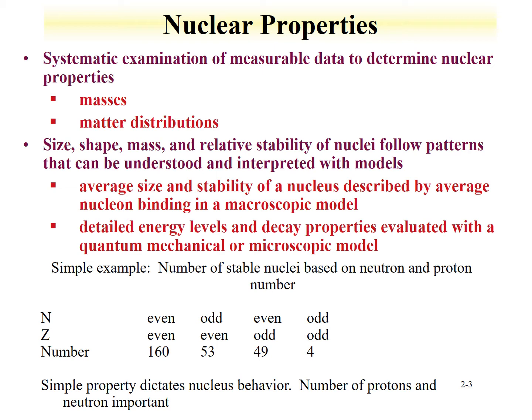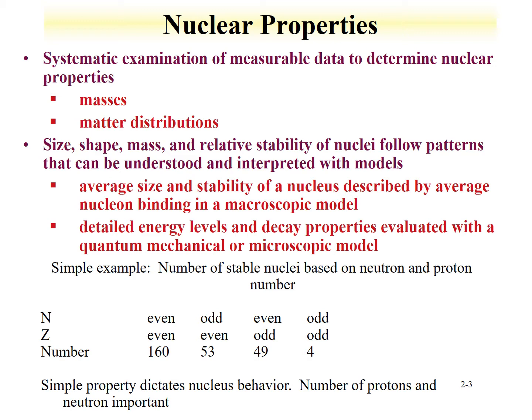So an average size and stability of a nucleus can be described by an average nucleon binding in a macroscopic model. So there'll be a macroscopic model. The first models we'll talk about were very basic. We will talk about a liquid drop model. And then detailed energy levels and decay properties can be evaluated with quantum mechanics or a microscopic model. So we're going to describe how we go from a macroscopic model to a microscopic model.